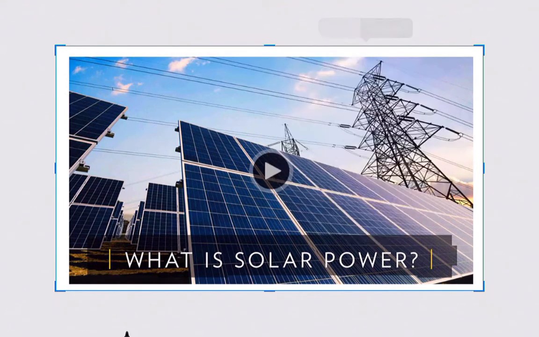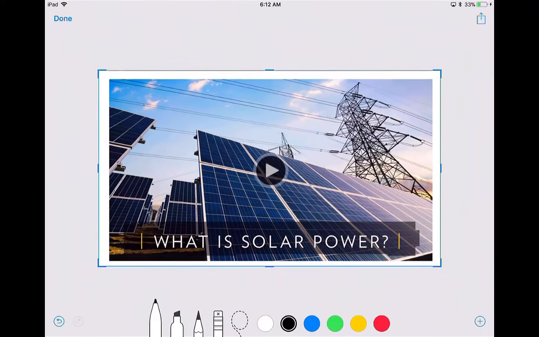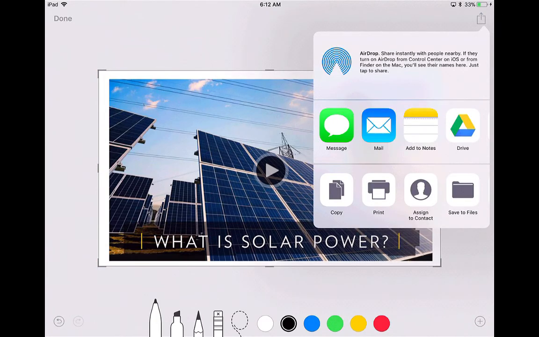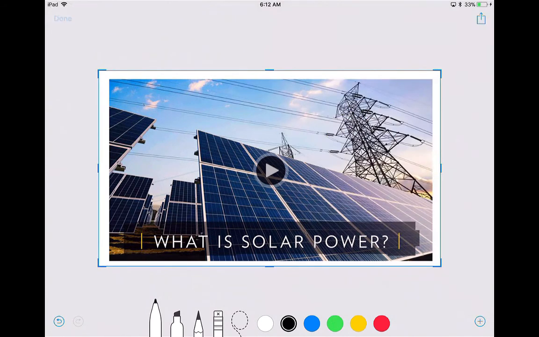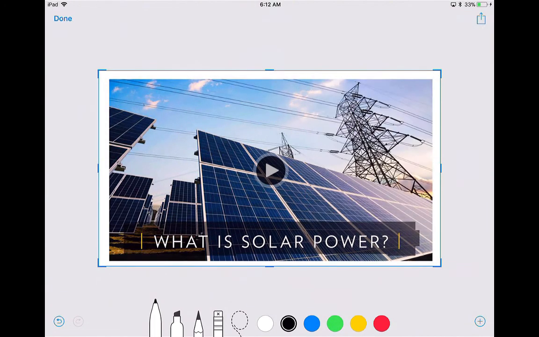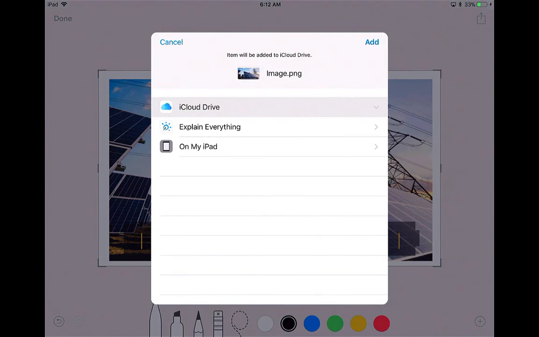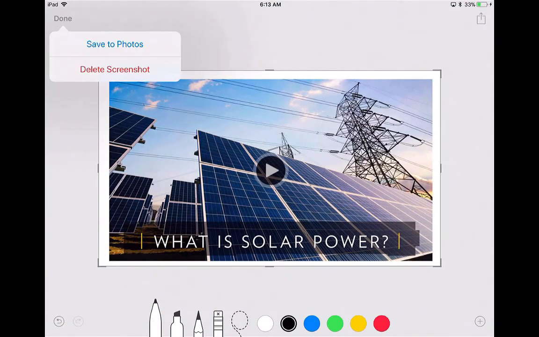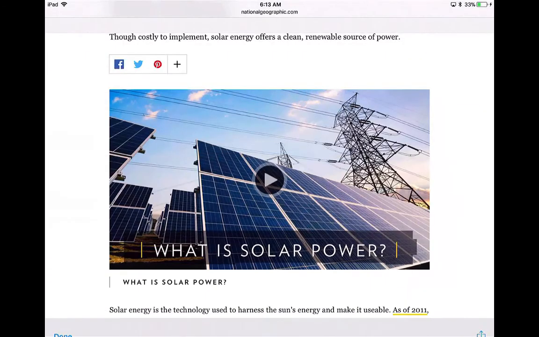So I'm going to delete that just so I can see it. And say that I either want to share this, I can add it to Drive, save it to Files, or I can come over here and click Done, and it can save it to Photos, or I can delete it, whatever I want. So I'm going to save this to Files because that's the next thing that we're going to go over. And I'm just going to click Add. Okay, now I'm going to click Done, and I'm actually just going to go ahead and delete this because I know it's already saved in the Files app.